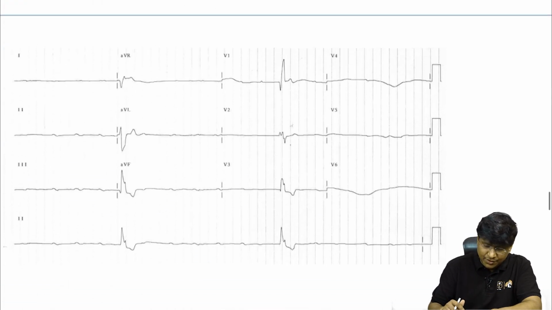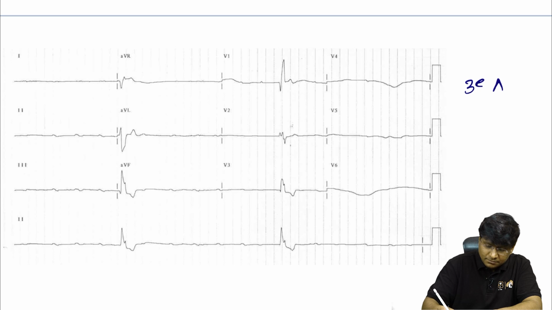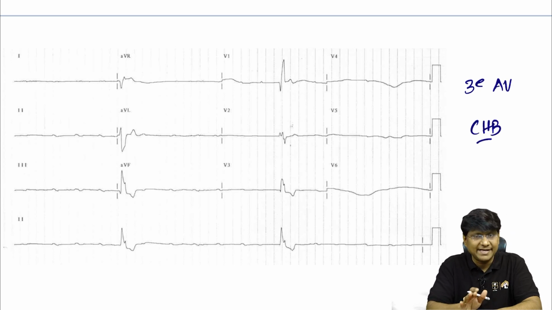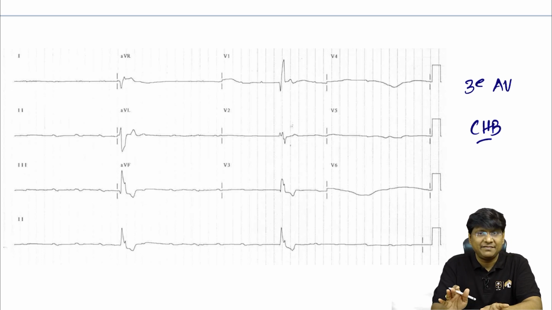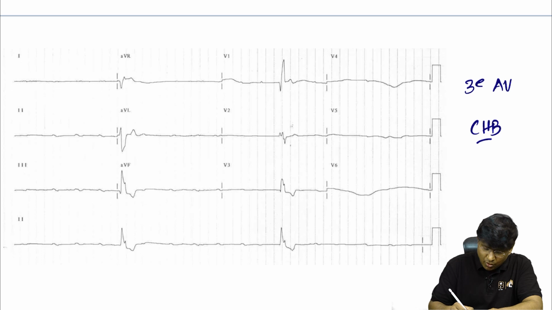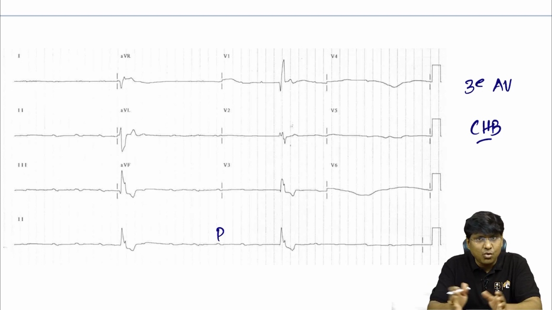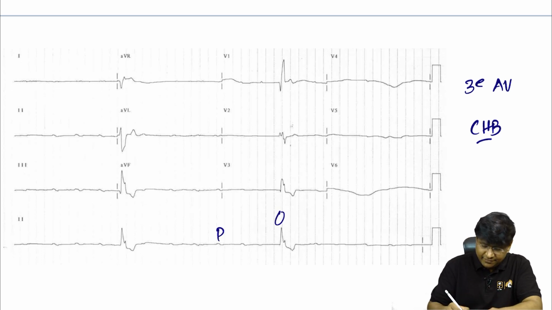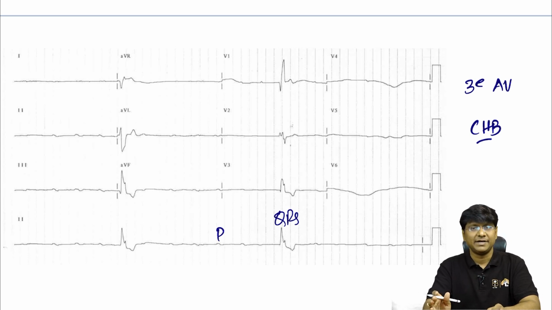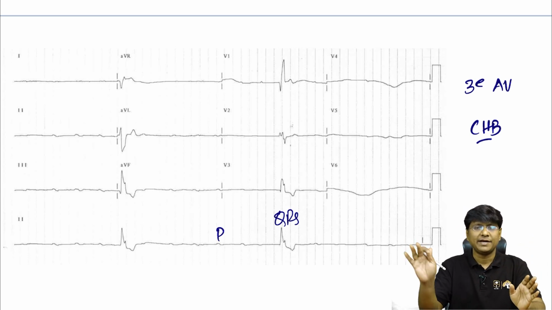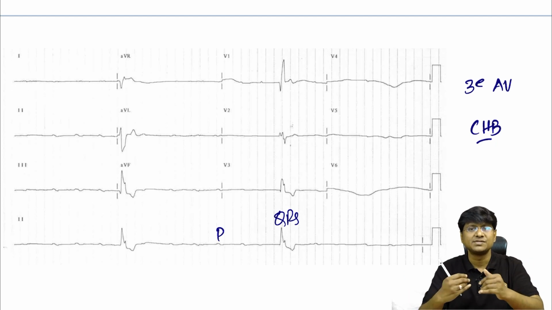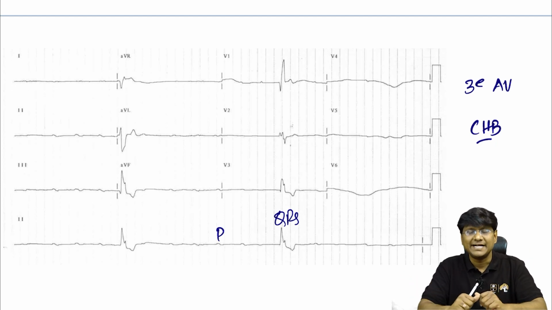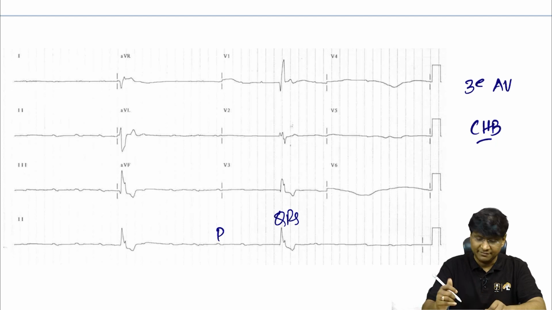Then followed by that, you take third degree AV block. Third degree AV block is considered as complete heart block. In complete heart block, there is complete AV dissociation. So there is no coordination between the P wave and the QRS complex, right? P wave and QRS complex, both of them being atrial and ventricular depolarizations, are completely dissociated. That is what is called the third degree AV block.